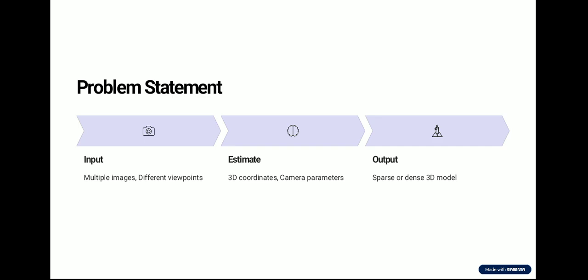So the input consists of multiple images taken from different viewpoints. From these images, we estimate the 3D coordinates of points in the scene and the camera parameters. The final output is a 3D model, which can be either sparse or dense depending on the method used.